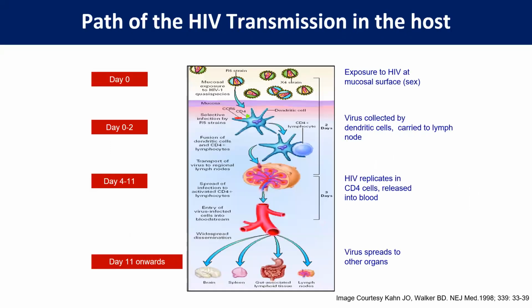So why 72 hours? This slide explains why. Whenever the patient is exposed to the HIV virus, it enters the mucosal surface, and through the dendritic cells it is carried to the lymph node, where virus replication occurs and it is released into the blood. That is where the primary viremia occurs. So our idea of giving PEP within 72 hours is to give it before the viremia occurs. Before the viremia occurs, we have to start the PEP.